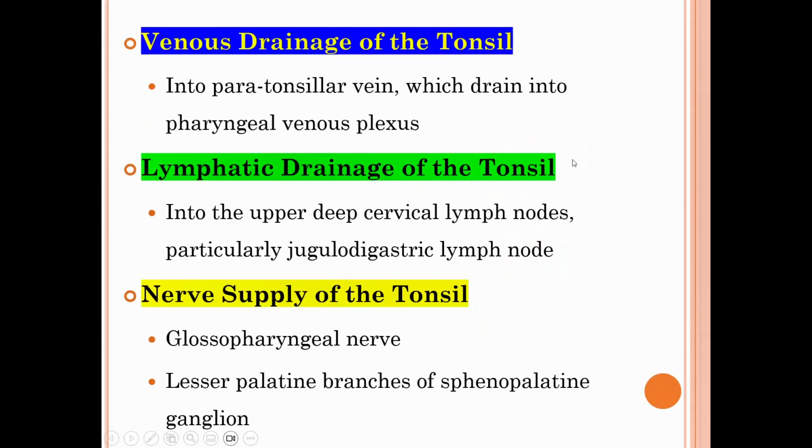Okay, venous drainage of the tonsil, it is into the paratonsillar vein, which is draining into the pharyngeal venous plexus. Okay, then lymphatic drainage, it can be into the upper deep cervical, remember, upper deep cervical, jugulo-digastric nodes. Okay, and nerve supply, the tonsil is supplied by the glossopharyngeal nerve and the lesser palatine branch of the sphenopalatine ganglion. Okay, sphenopalatine ganglion is nothing but the pterygopalatine ganglion.